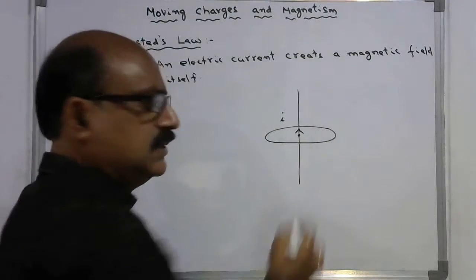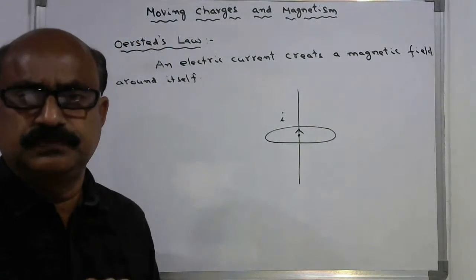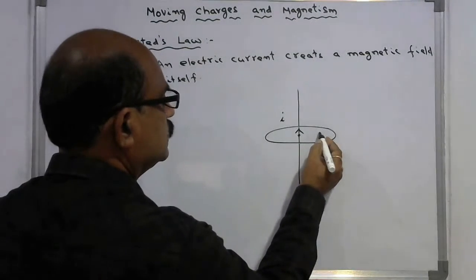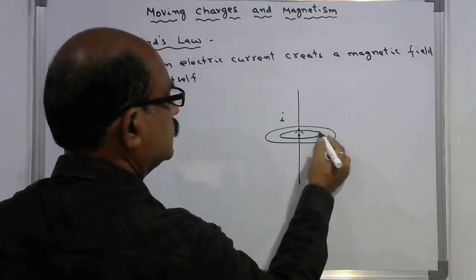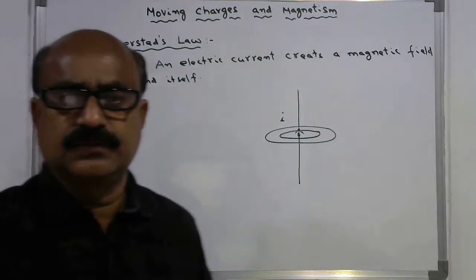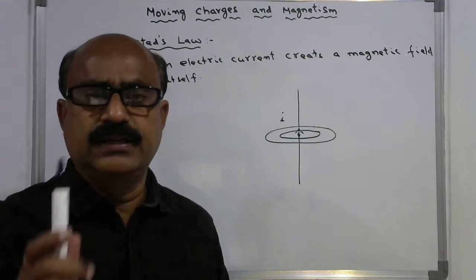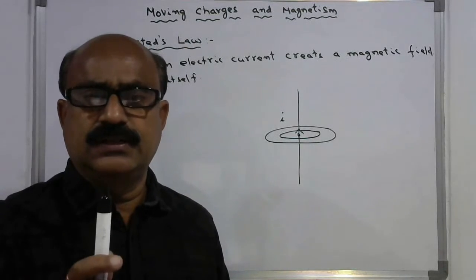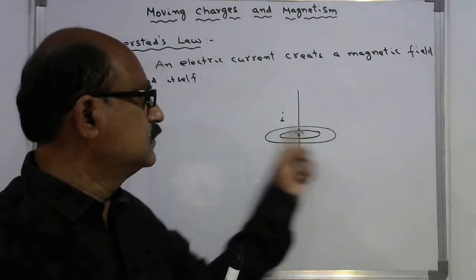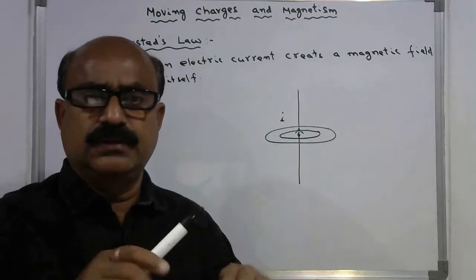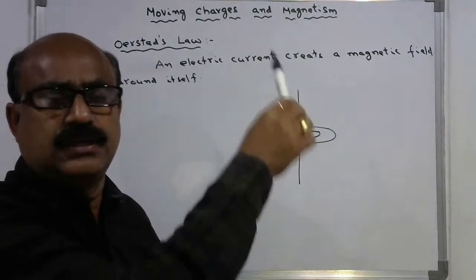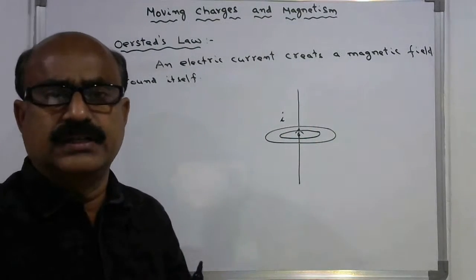This magnetic field is circular in shape. They are closed circular loops, concentric circles, and the center is at the position of the conductor. The magnetic field and the current are perpendicular to each other. This is the circular plane, and the current acts as the normal to the plane of the magnetic field.